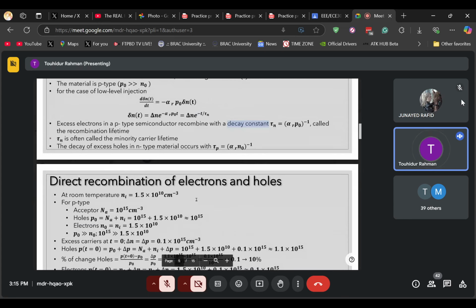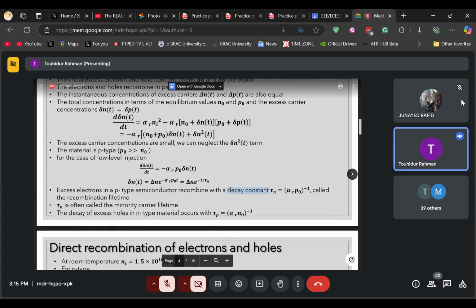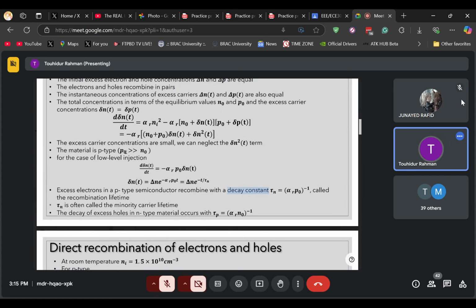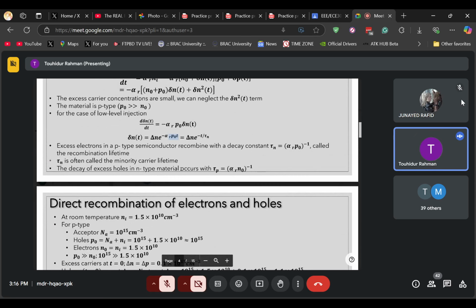We can derive the same equation for p-type. If we consider it as n-type material, then electrons will be majority, holes will be minority, and the final equation will be for minority carrier concentration as a function of time, which will be expressed by majority carrier concentration. I believe you can derive it by yourself.